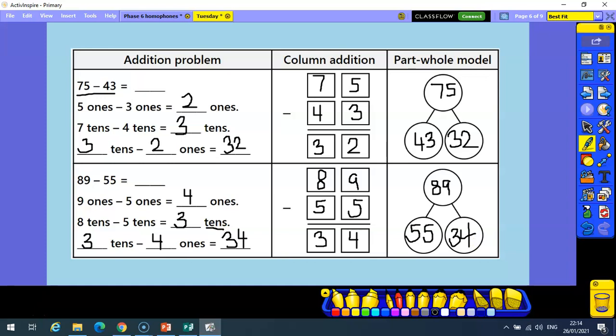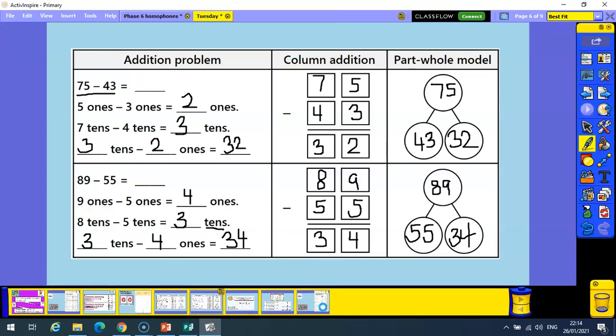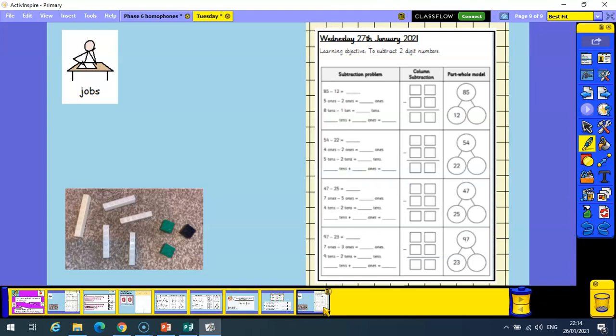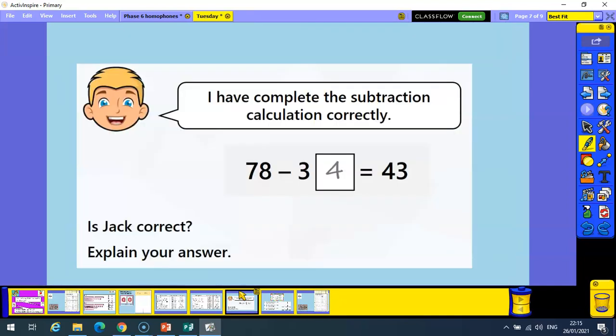Amazing. So, you've got this stuck in your books. Hopefully you've already done that. If you've not done that, you need to do it now. This page is in your workbook. Stick it in your book very neatly, and then we're going to have a go at the rest of these calculations by yourself. When you've done that, come back to me for the challenges.